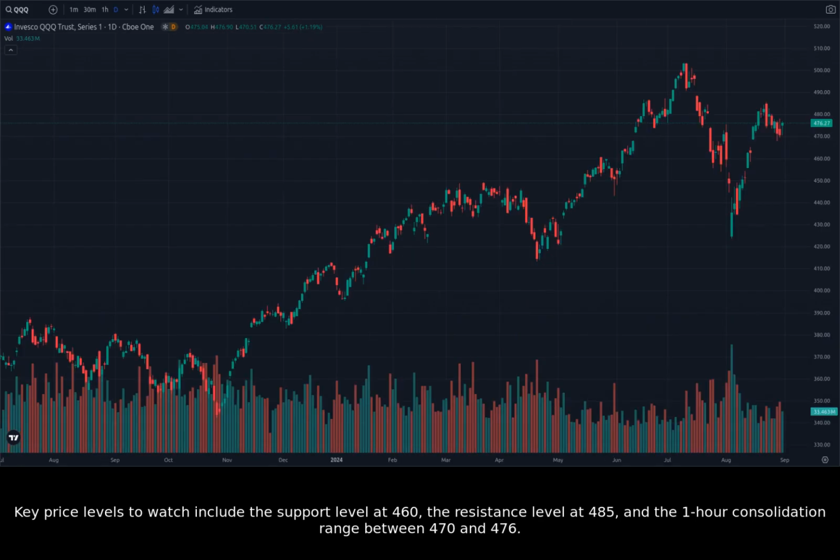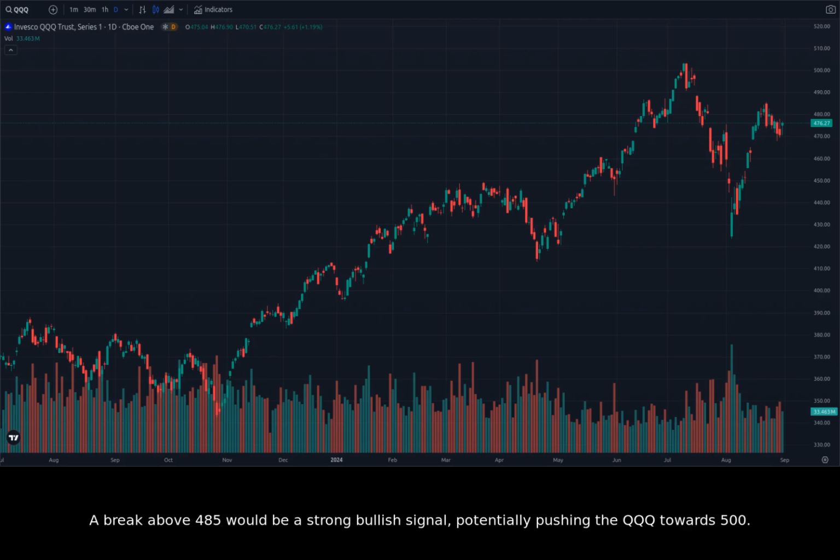breakdown. Key price levels to watch include the support level at 460, the resistance level at 485, and the 1-hour consolidation range between 470 and 476. A break above 485 would be a strong bullish signal, potentially pushing the QQQ towards 500. A break below 460 would signal a bearish trend, potentially dragging the QQQ down to 440.